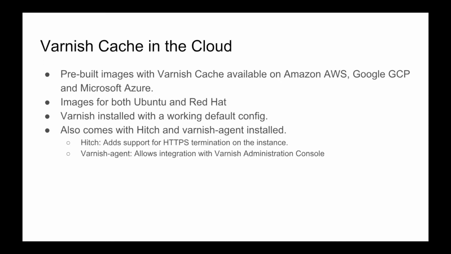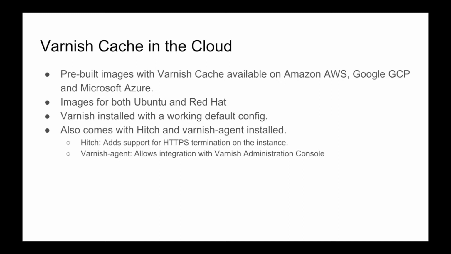So Varnish Cache in the cloud is currently based on pre-built images. It's available for all the three largest cloud providers at the moment. It's Amazon, Google, and Microsoft. Our images are available both for Ubuntu and Red Hat. And Varnish is installed with a working config on the instances.